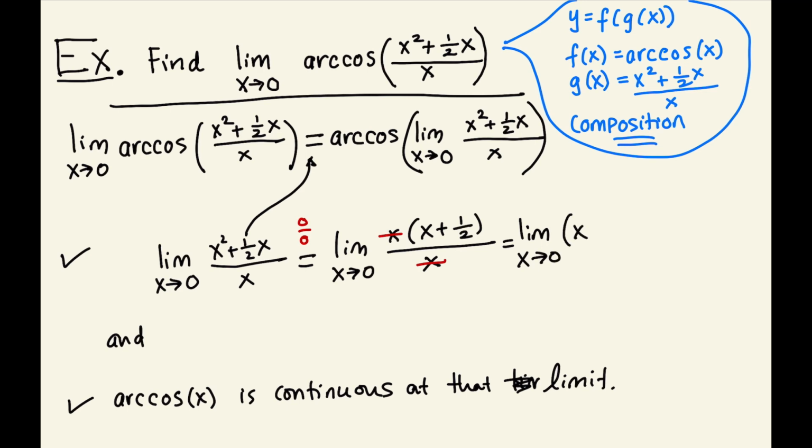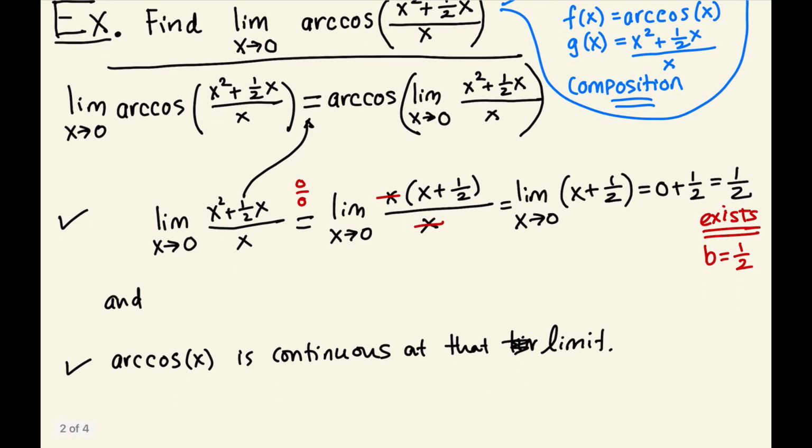I end up with this limit. Using the limit laws, I have 0 plus 1/2. So this limit exists, and it's equal to 1/2. It's a finite number. It exists. So this would be like the b value in that theorem. b is equal to 1/2.